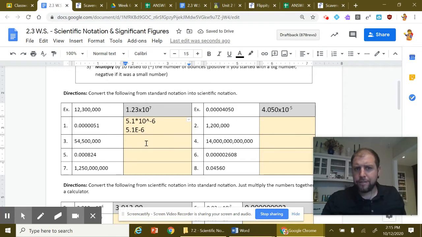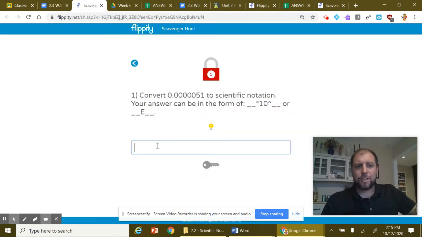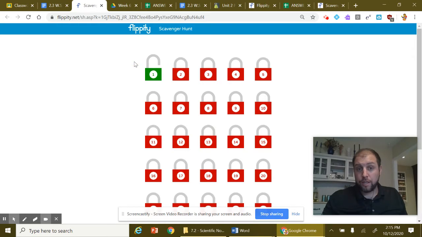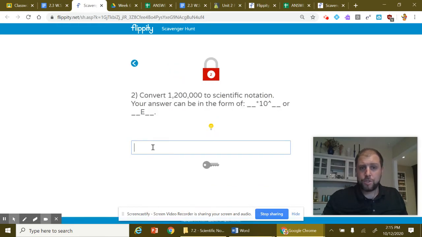And now you want to check and see if you got them right. So you open up that Flippity scavenger hunt, you click to question 1, and you type in 5.1e negative 6. And then you click this little key to see if it works. It worked. Fantastic. You did it. Now, if you got it wrong, let's go back to another question and get that one wrong. Okay, so number 2.